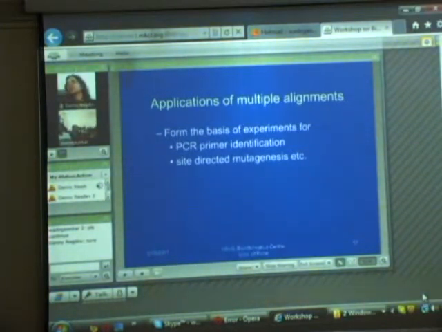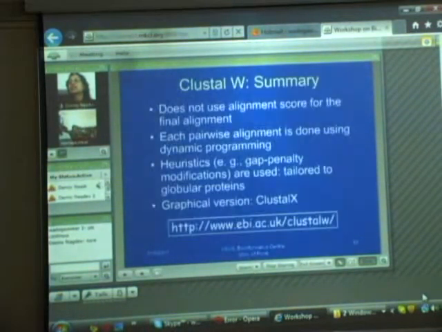On the other hand, if you look at DNA sequence analysis, you can use the MSA not only to understand the evolutionary relationship between the gene sequences or the RNA sequences, but also for PCR primer identification, which is a very, very useful thing when you are doing PCRs. You can also identify the sites for mutagenesis, so for site-directed mutagenesis and so on. So various applications are there, even in the case of DNA and RNA sequence analysis.